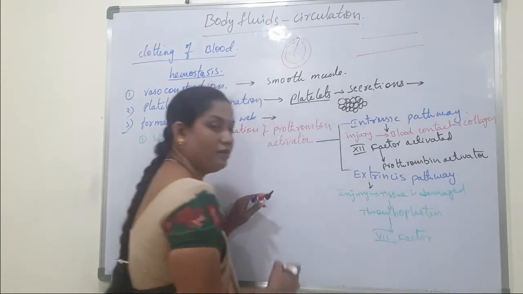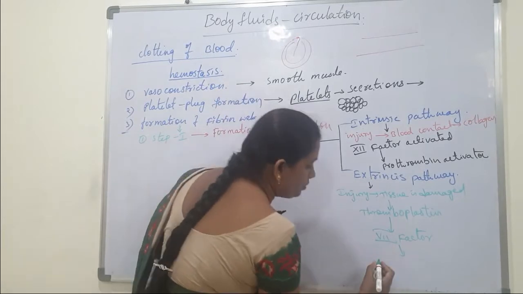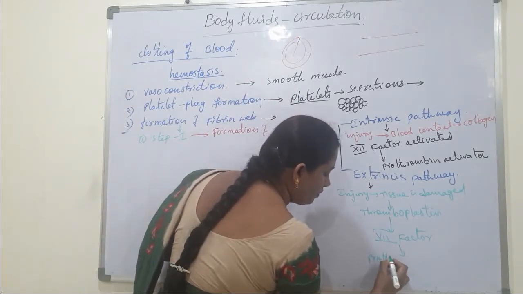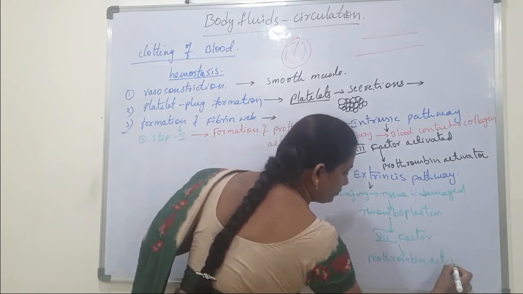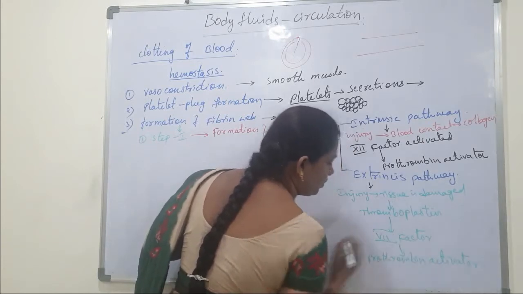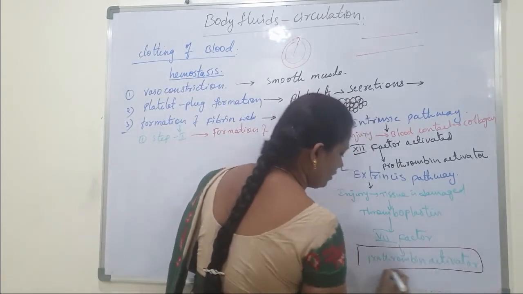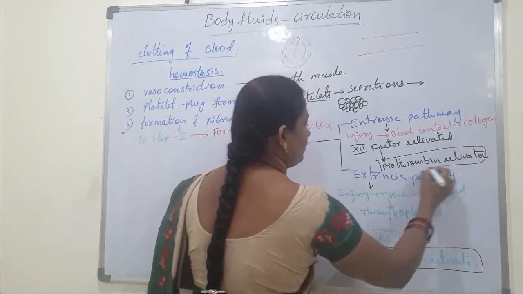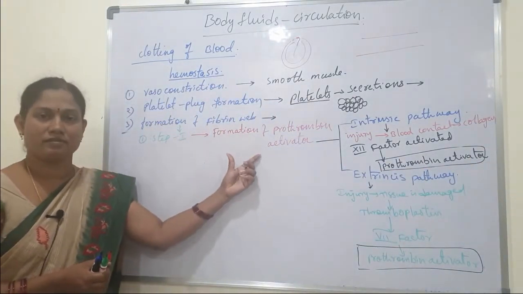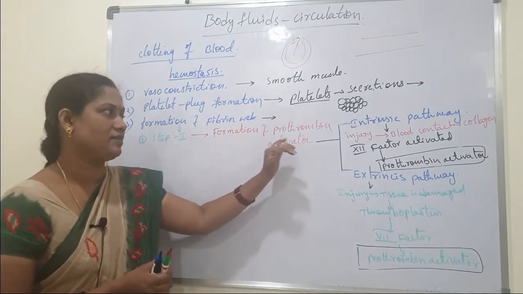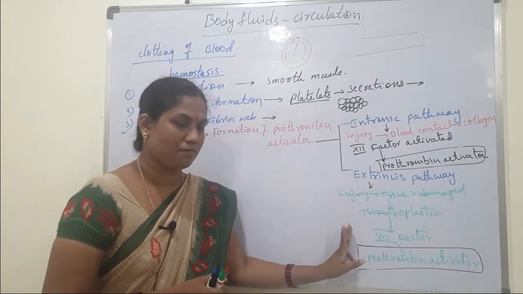The 7th blood clotting factor. This 7th factor produces the prothrombin activator. Finally, prothrombin activator is formed here, and here also. So the first step is the formation of prothrombin activator. Prothrombin activator is formed in two ways: the intrinsic pathway and the extrinsic pathway.